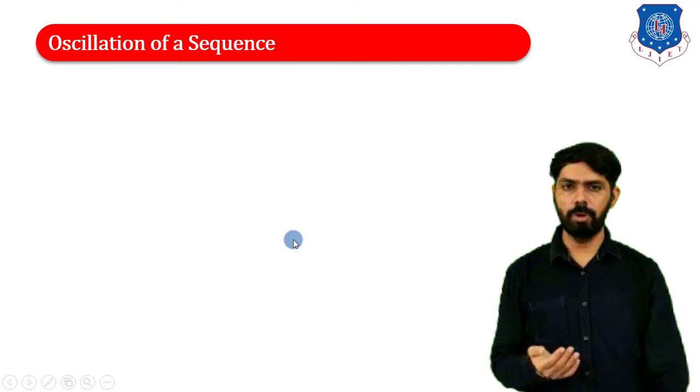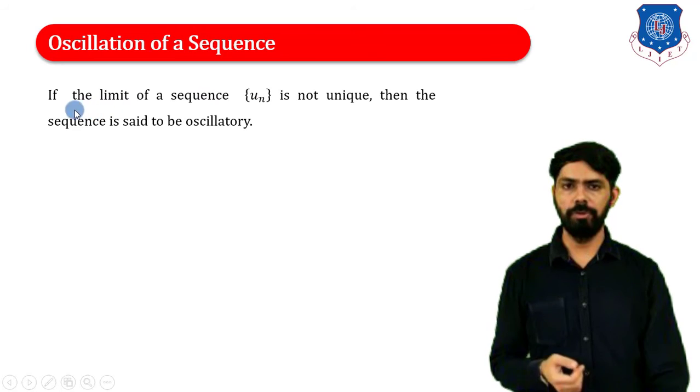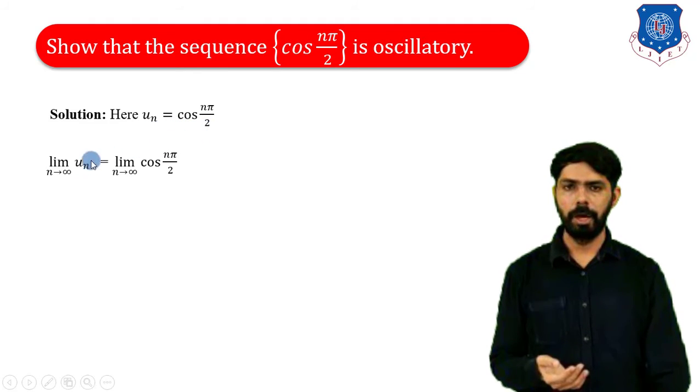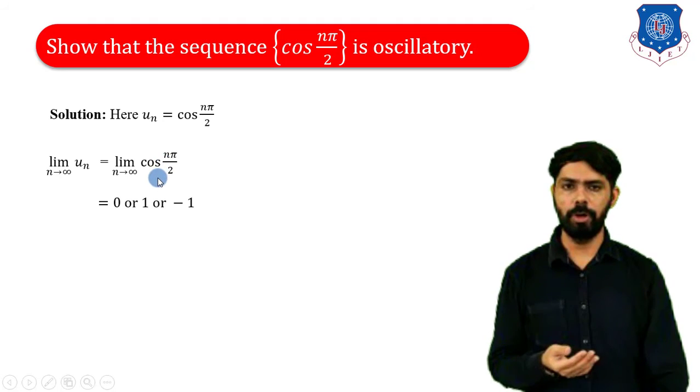Now we will discuss oscillation of a sequence. So if the limit of a sequence un is not unique, then the sequence is said to be oscillatory. Now we will discuss an example related to this. Show that the sequence cos(n pi by 2) is oscillatory. So here un is equal to cos(n pi by 2). Now we will find out limit n tends to infinity un is equal to limit n tends to infinity cos(n pi by 2). So here first of all we will put n is equal to 1. So if we put n is equal to 1, then it will be cos pi by 2 and the value of cos pi by 2 is 0.